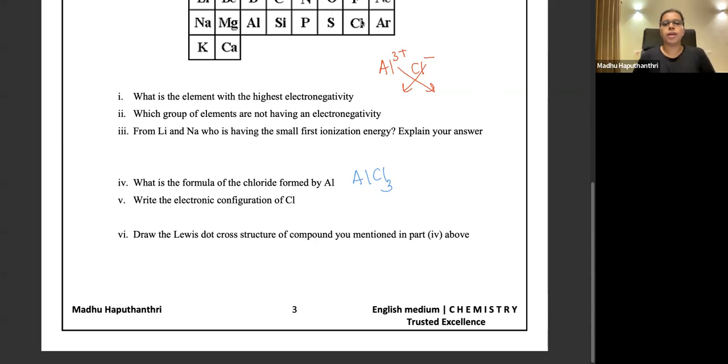Right. Electronic configuration of chlorine. What is the electronic configuration of chlorine? Right. It's 2, 8, 7. 2, 8, 7. Then draw the Lewis dot cross structure. So don't draw a dot dash structure or only the dot structure. I'm asking for the dot cross structure of the compound you named in part 4, that means aluminium chloride. So we'll take it like this.